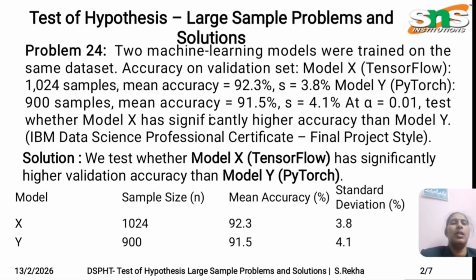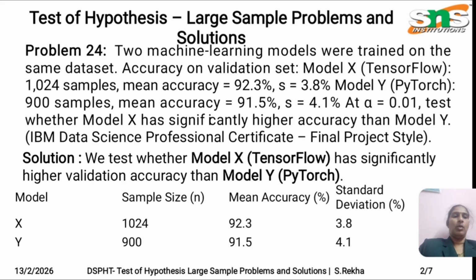In the previous class we discussed problems based on the two sample mean and the one sample mean. Here the related problems are given. Two machine learning models are given, with the accuracy for model X and model Y. For example, if we take two models, Vivo and Samsung, we have taken a sample from Vivo and a similar sample from Samsung.